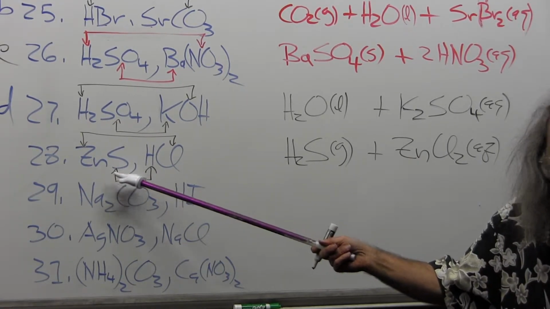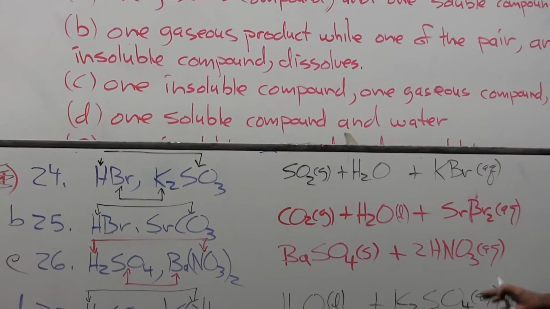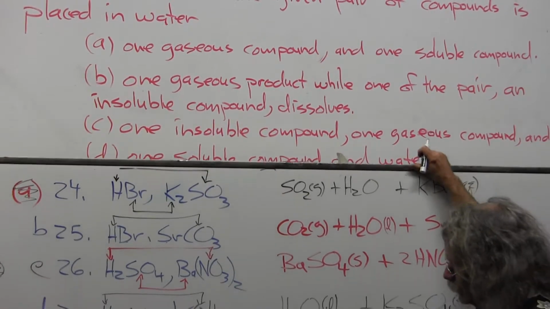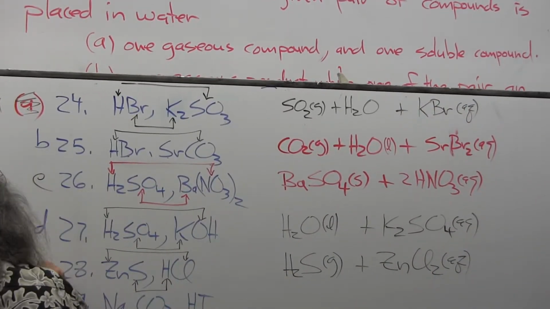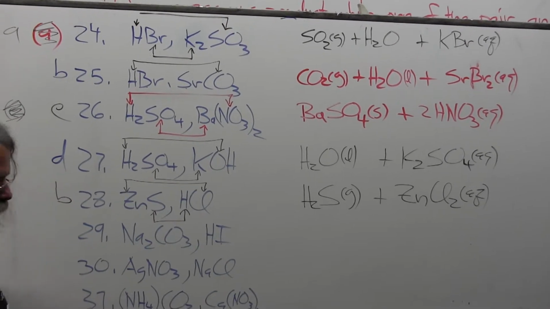So I've got another one that is going to be one gaseous product while one of the pair, an insoluble compound, dissolves. Which one was that? Well, one of the pair. This is option B again. So you fill in the B bubble and put a B on your hard copy test.